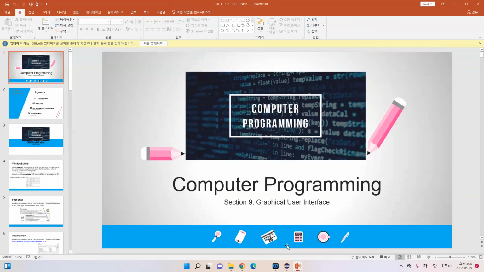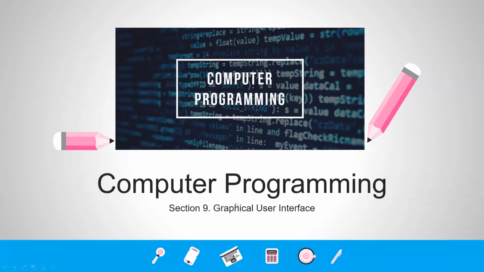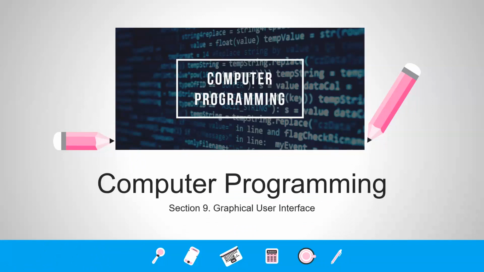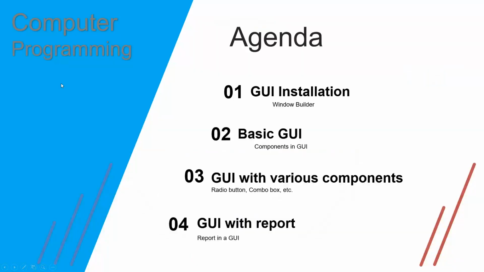Because most of you are not in this class, maybe I will just explain the starting point of this course. So I think in the next class, we will do the graphical user interface. So what is graphical user interface? We are going to use GUI. We call GUI. This is the graphical user interface.